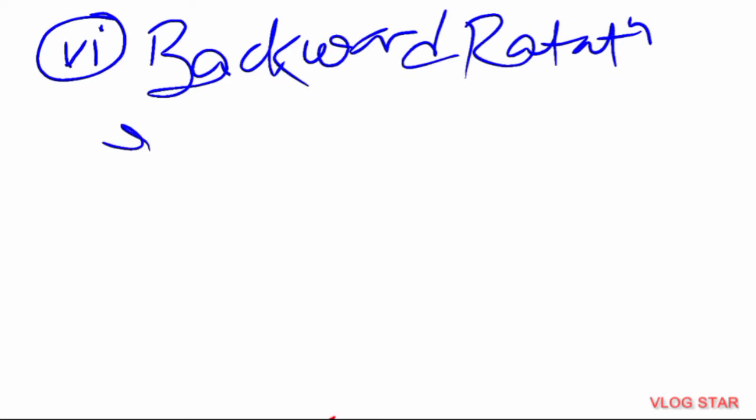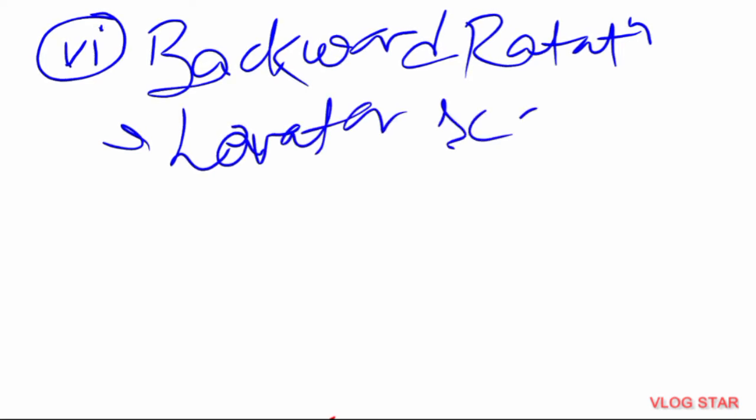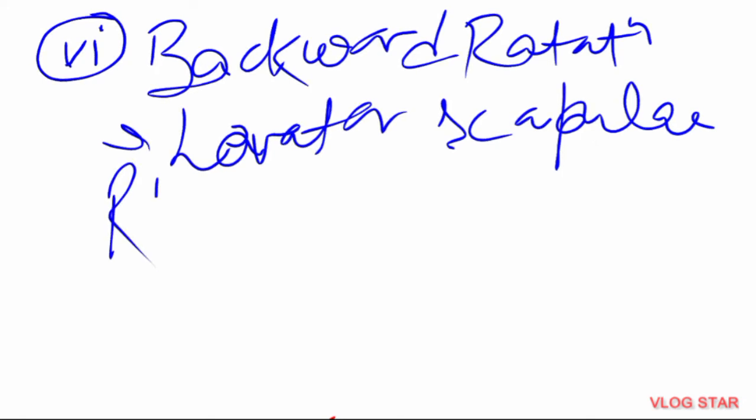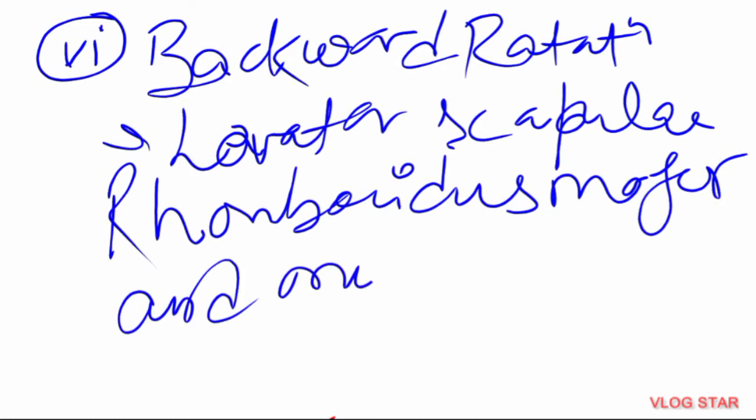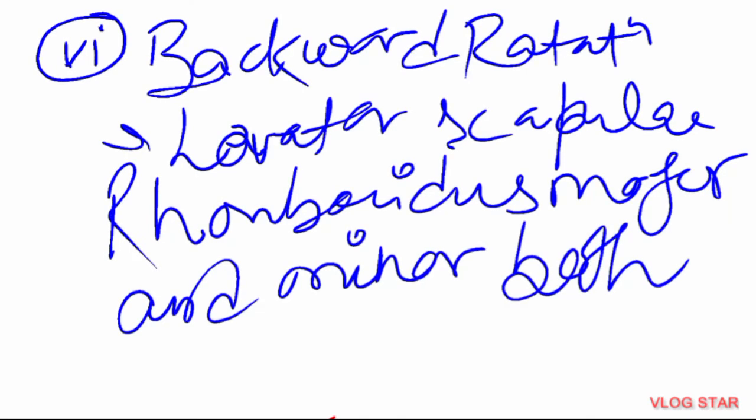And this includes levator scapulae muscle, and rhomboids major and minor, both of these muscles included. Okay, so we are done with scapula. Let's move ahead to the humerus.